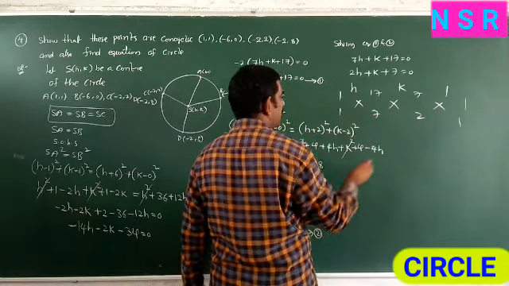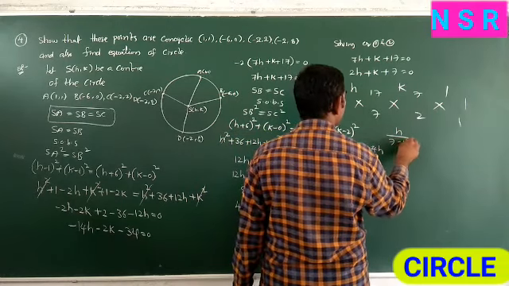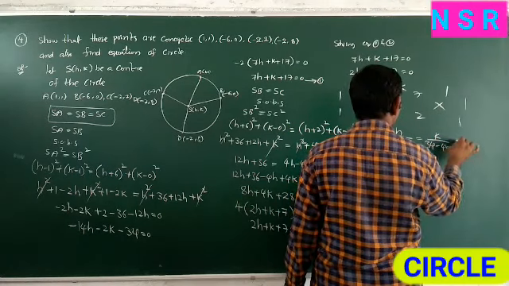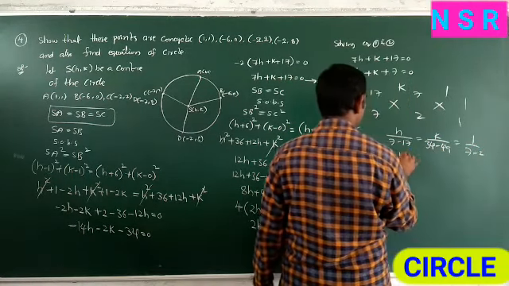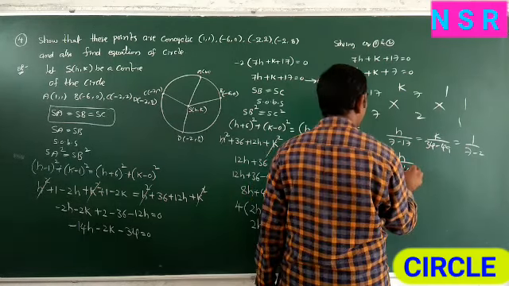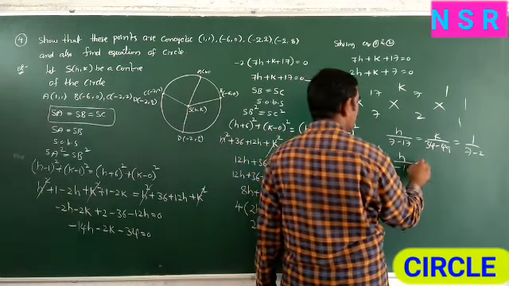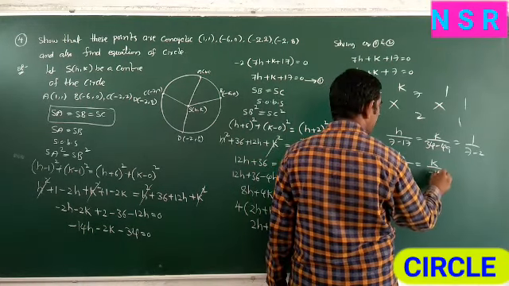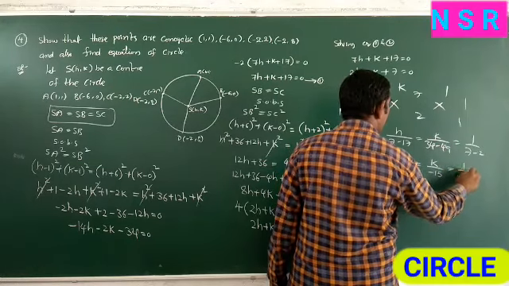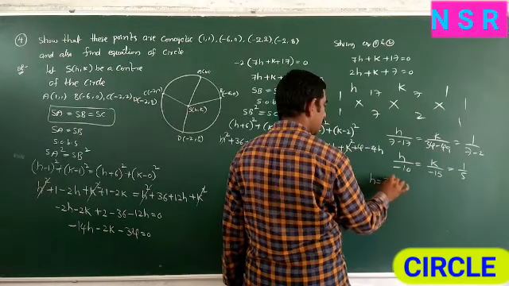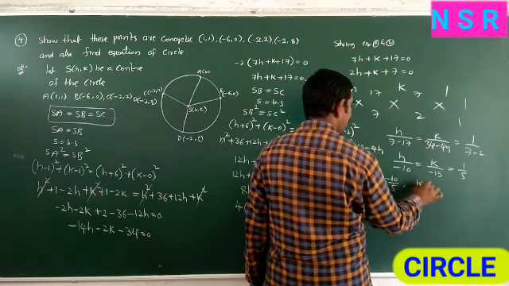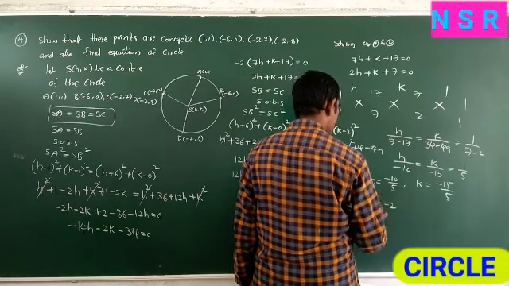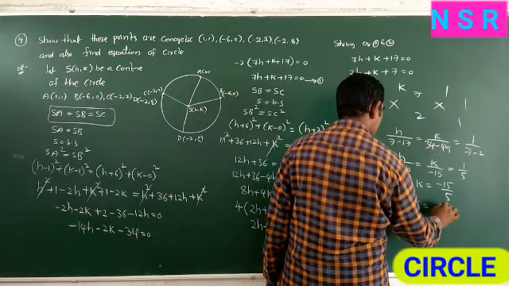Now apply AD minus BC: h by 7 minus 17, k by 34 minus 49, 1 by 7 minus 2. So h by minus 10, k by minus 15, 1 by 5. Now h is equal to minus 10 by 5 and k equal to minus 15 by 5. So h is equal to minus 2 and k equal to minus 3.